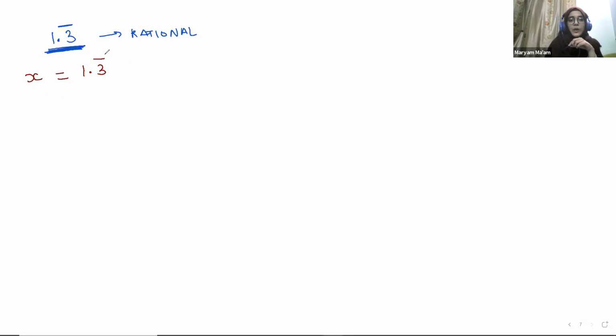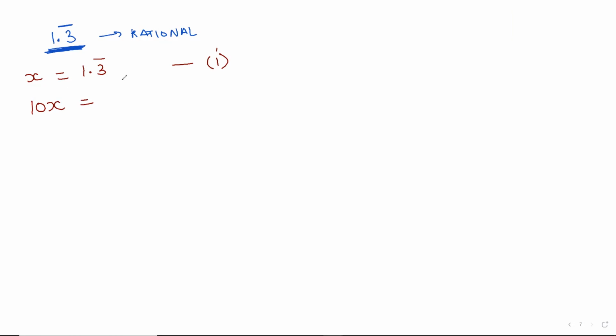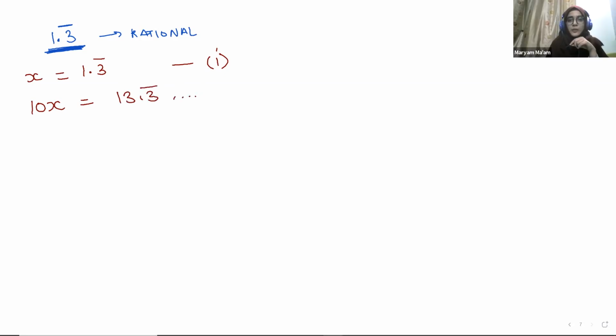Now what we do, we see how many digits are repeating. Over here only 3 is repeating. So we will multiply this equation, let's call this equation number 1, with 10. Why 10? Because the repeating digits are just 1. So we have 10x is equal to, now who will tell me what I should write on the right hand side? Ma'am, 13.3 bar. Right. So 13.3 bar. Does anyone have any doubt about this? No, ma'am. Everything's clear.